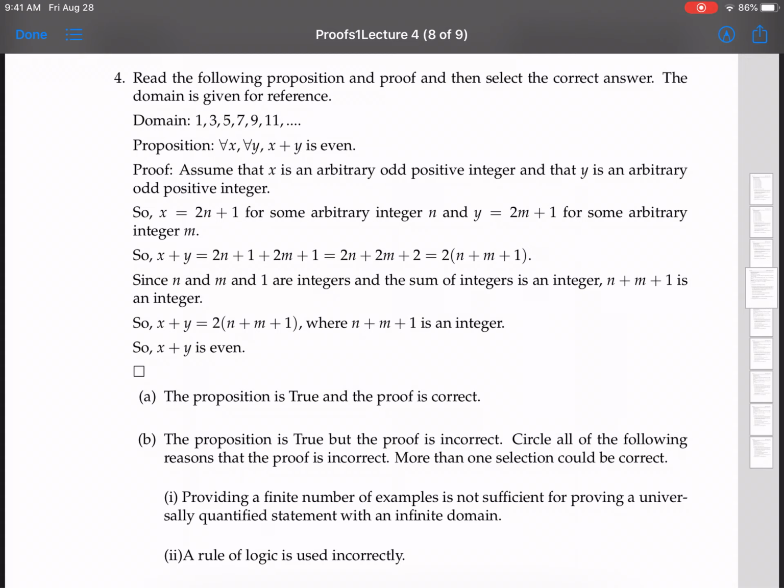All right, so because of that, we're not going to use conditional statements in proofs 1. In any case, you can see the proposition says for all x, for all y, x plus y is even. Now this is saying for all x's that are in the domain, the odd positive integers, and all y's that are in the odd positive integers, if you add any two of them, that sum is even.